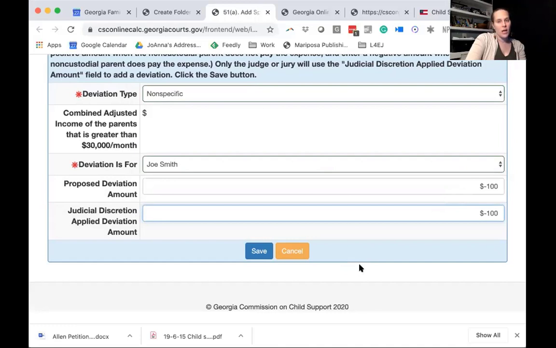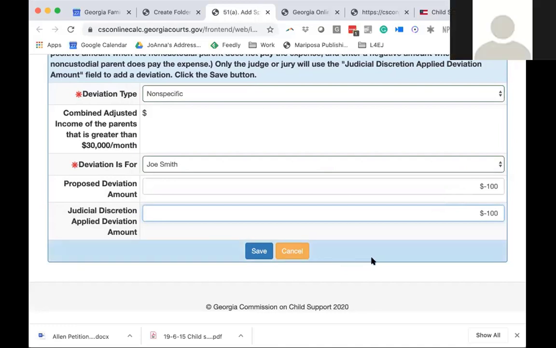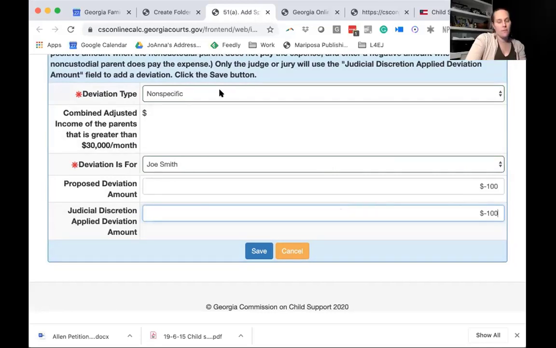Sorry, maybe a dumb question. Would this also apply if someone was making high income and then lost their job? Would this be a place to put that? No, because if they lost their job, then their income is no longer that higher income.